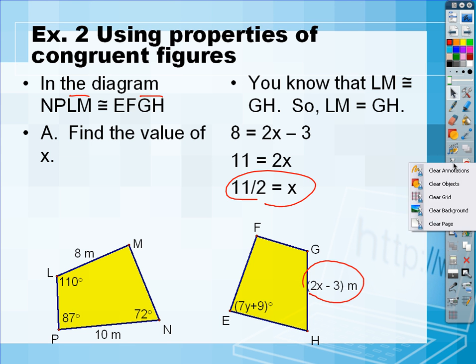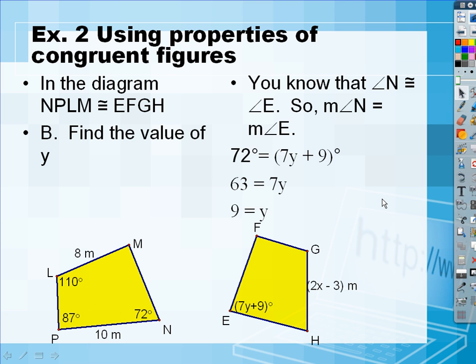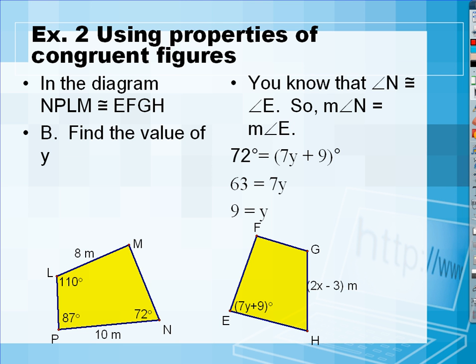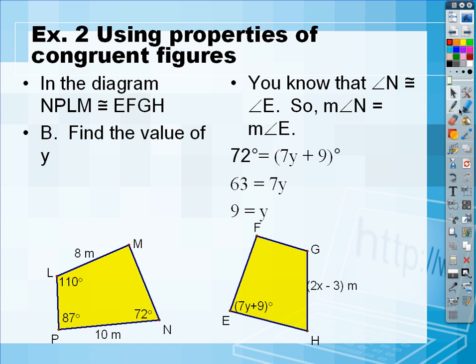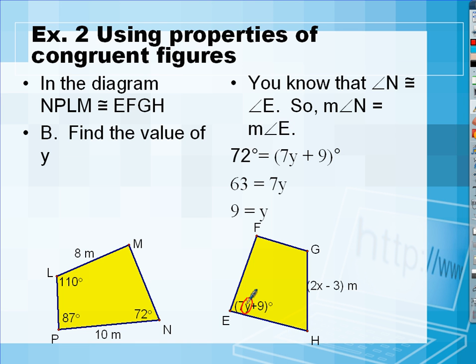Okay. Same deal, how could I find the value of y? Here's the y down there. It's part of an angle, looks like. Right, there's my y. 7y plus 9 is the measure of angle E. Angle E goes with which angle? So we can see here that N has a measure of 72. So 72 must equal 7y plus 9, and then the algebra is pretty simple. Subtract 9, divide by 7, and y equals 9.